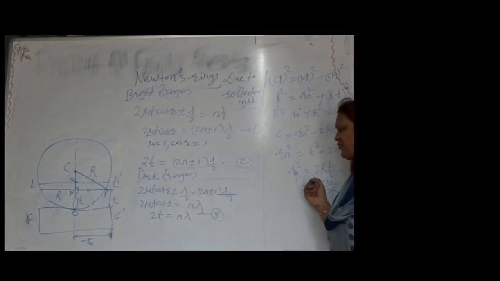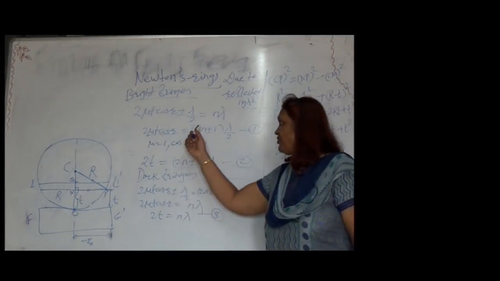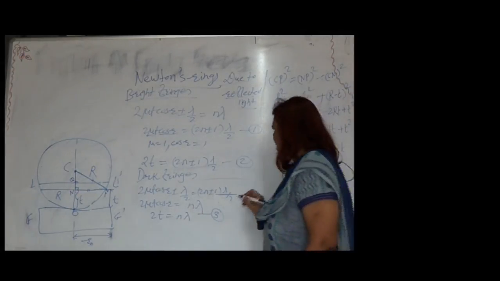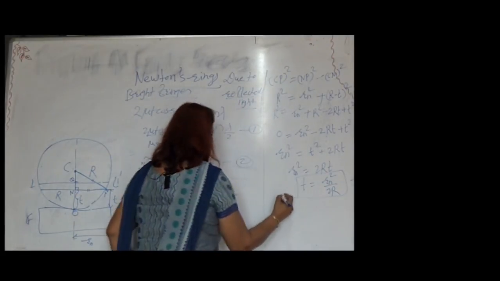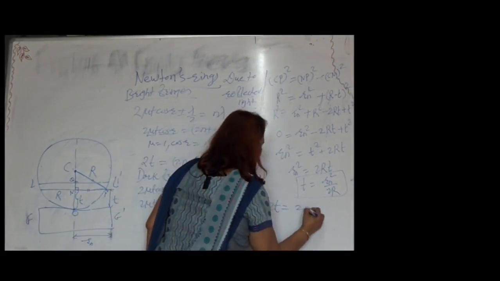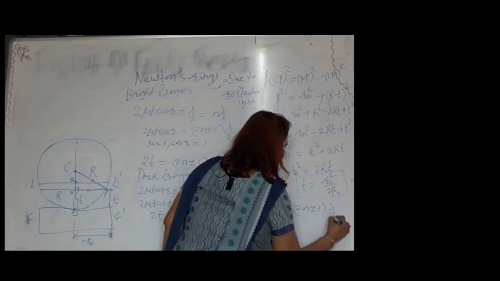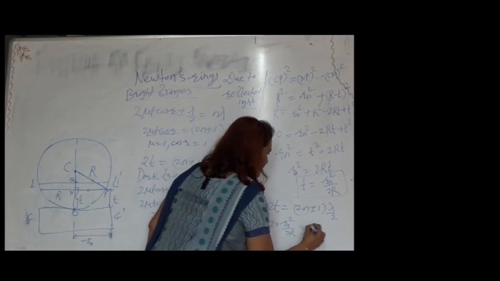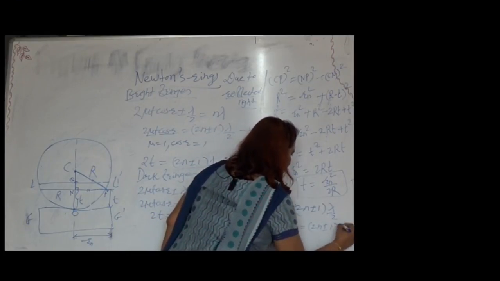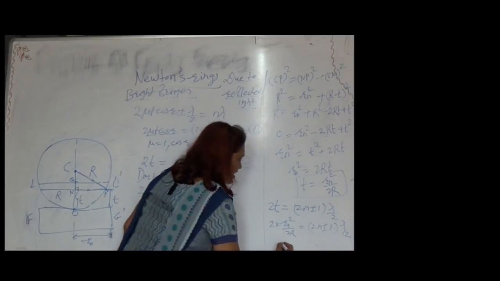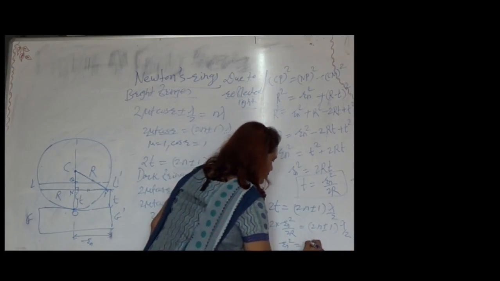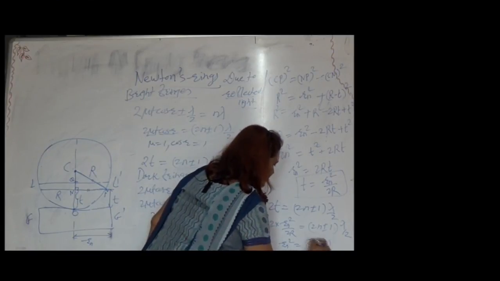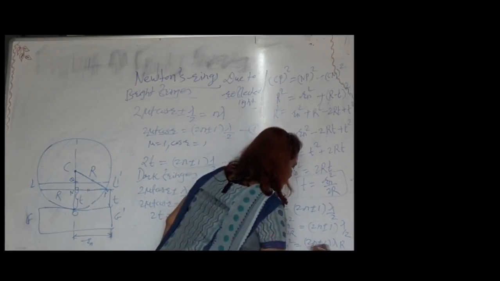Now this value of t we can substitute in equation 1 as well as equation number 3. Suppose we substitute in equation 1, we will get 2t is equal to 2n plus or minus 1 lambda by 2. So we will get 2 into Rn square upon 2R is equal to 2n plus or minus 1 lambda by 2. The 2 gets cancelled, and we will get Rn square is equal to 2n plus or minus 1 lambda R upon 2.